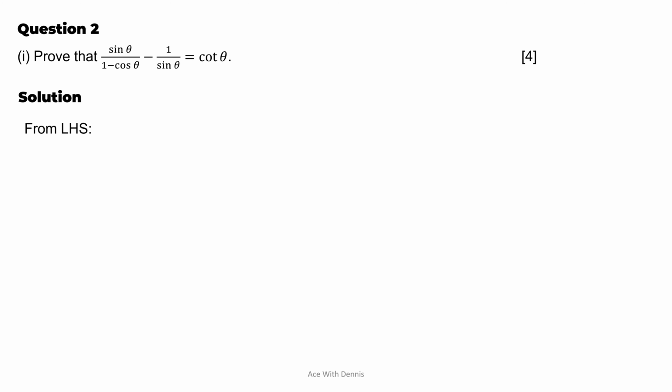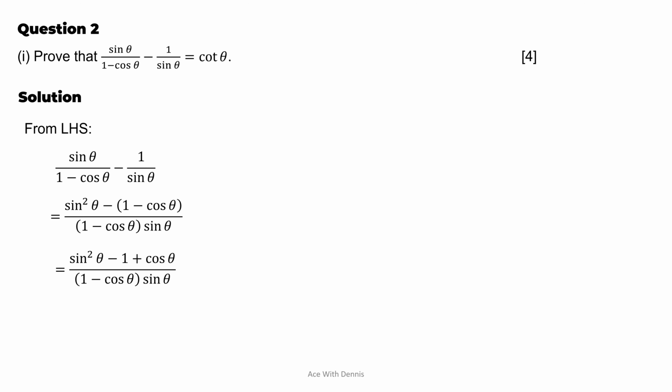For this question, we'll start from the left hand side, which is sin theta over 1 minus cosine theta, minus 1 over sin theta. Then we can combine these two fractions into one single fraction. Then we get sin squared theta minus bracket 1 minus cosine theta, over bracket 1 minus cosine theta times sin theta. So we can expand the bracket. We get sin squared theta minus 1 plus cosine theta, over 1 minus cosine theta times sin theta.